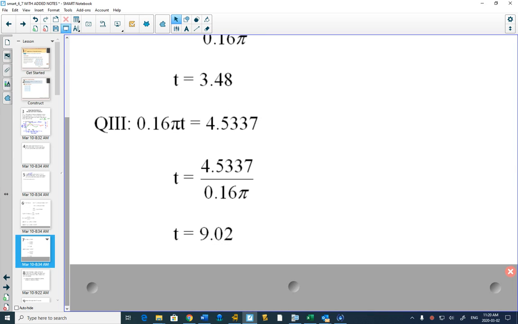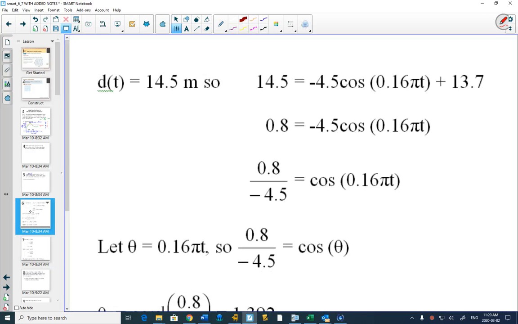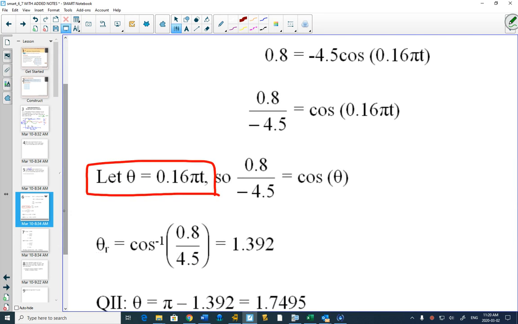So as a result, you can write your final statement that it's safe for 5.54 hours. So solving it algebraically, the only new thing that I introduced there was this idea of substituting something in temporarily just so that you could work with something you're more familiar with. Some people don't like to substitute. If you didn't substitute, then instead of theta reference angle, you would have a 0.16 pi t reference angle, which just is a little bit not as nice to work with.